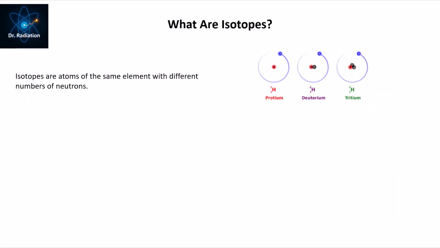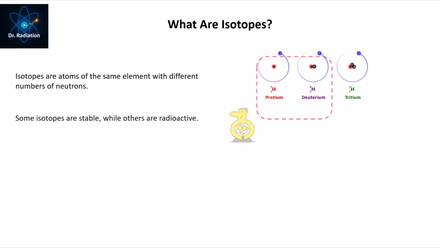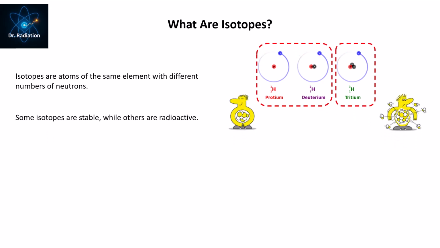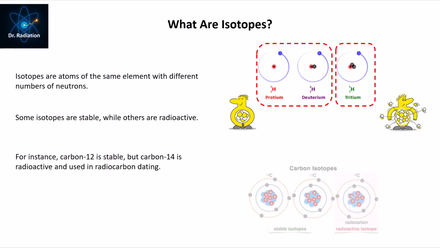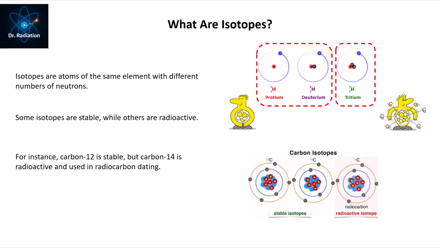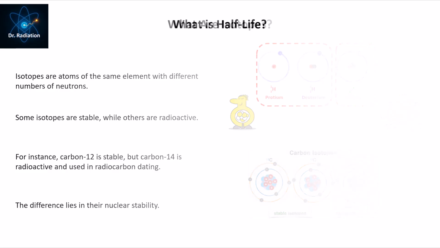Isotopes are atoms of the same element with different numbers of neutrons. Some isotopes are stable, while others are radioactive. For instance, carbon-12 is stable, but carbon-14 is radioactive and used in radiocarbon dating. The difference lies in their nuclear stability.